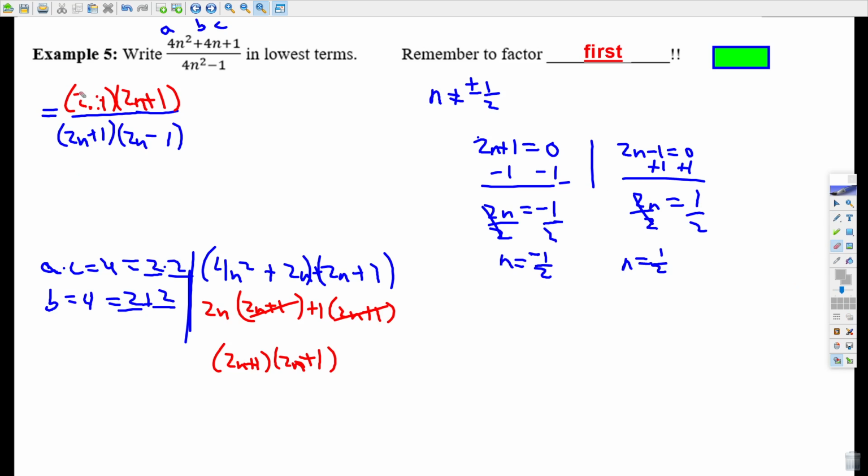I don't like how thick this is, really. Maybe a little better. So what can we do here? We have 2 things that match up here, the 2n plus 1s. However, this one does not match. The 2n minus 1, you can't cross out both of them, unfortunately. So we can cross out the top one with the bottom one. That's 2n plus 1. But they don't cross out. They have to be exactly the same. So we're going to leave this as 2n plus 1 on top, nothing else. The bottom is 2n minus 1. And with our restriction that I'll add over here, n cannot be equal to positive or negative 1/2.